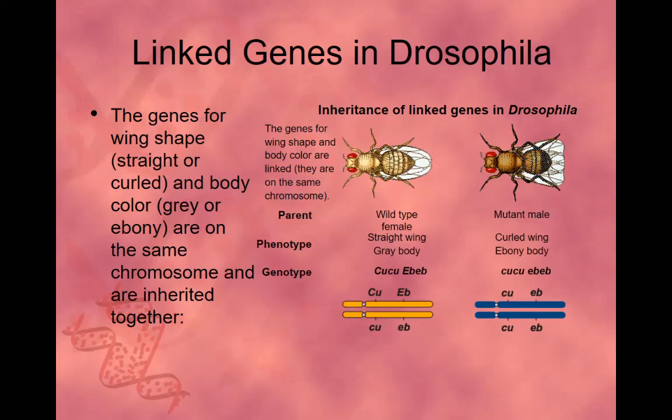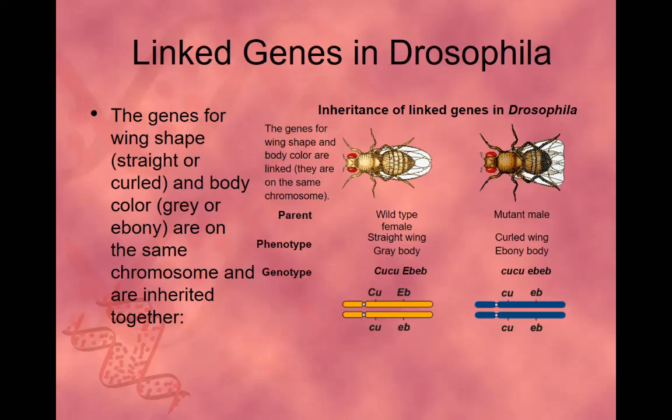They use the dominant CU and EB to represent straight wing and gray body because, while they started the investigation by examining the mutant version, which is where the letters came from, they found out that both of these traits are actually recessive. And so you see in the mutant male the lowercase, or recessive, cu and lowercase, or recessive, eb, and they're homozygous for it. So the only thing they can show is the recessive trait, which is what you see in the mutant male.